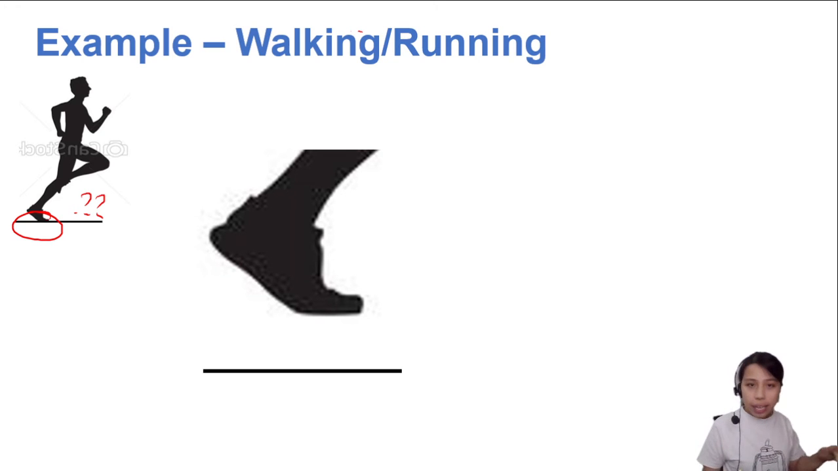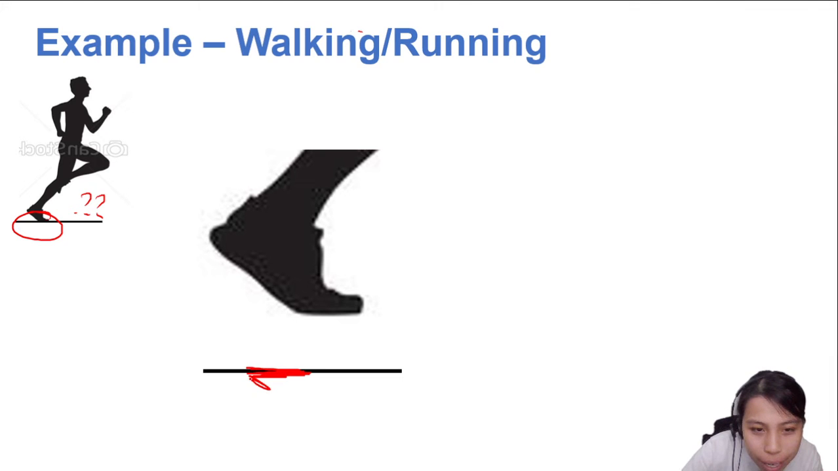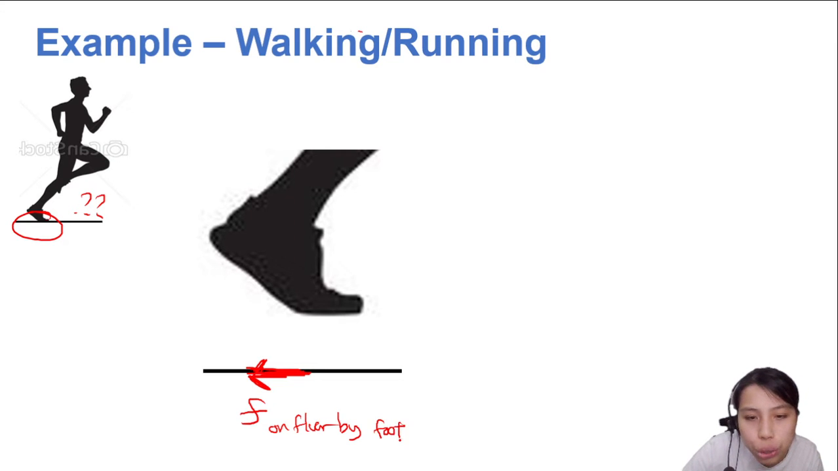If you are walking, your leg is pushing the floor behind you. So, if I were to draw the friction arrows, here's one friction arrow, and this is the frictional force on the floor by the foot or by the shoe. You push the floor behind. So how do you move forward? That means the floor pushes you forward because of Newton's third law.